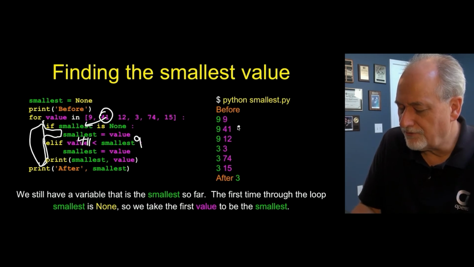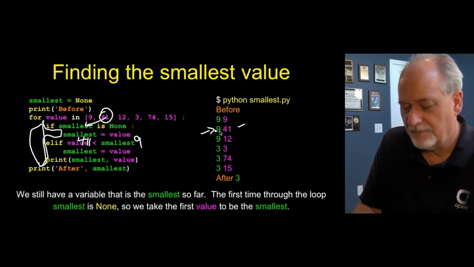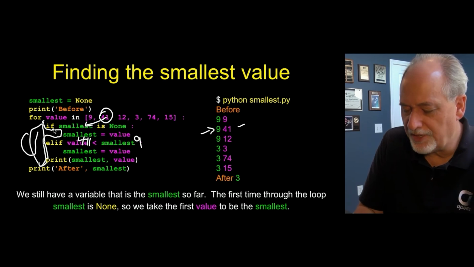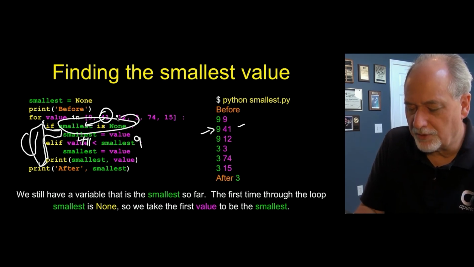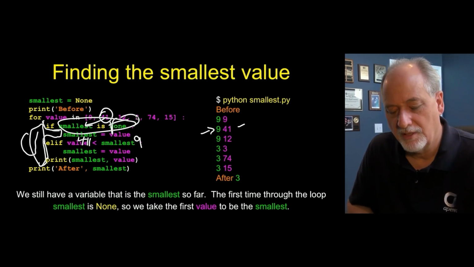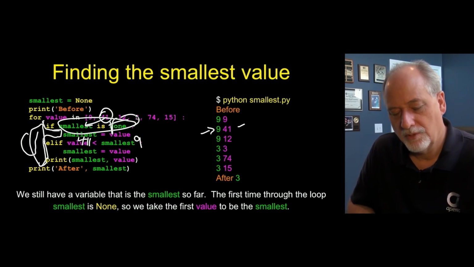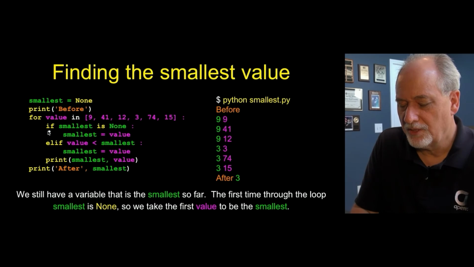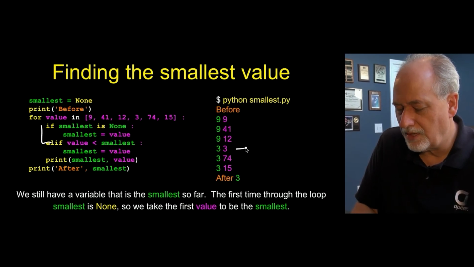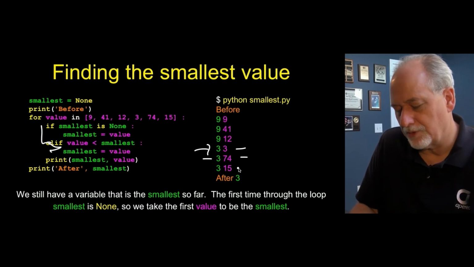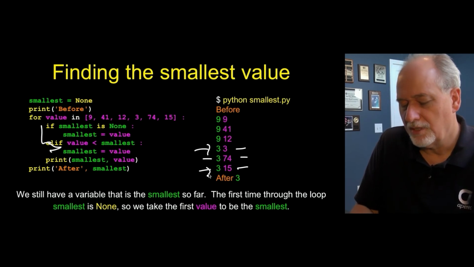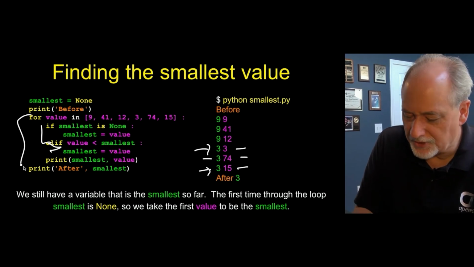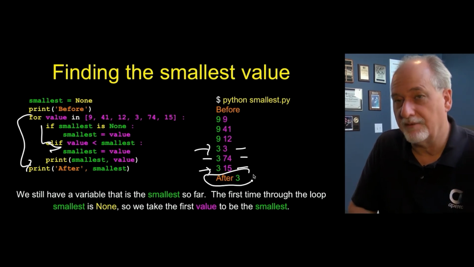on. So we see 41, we don't take it, and then you can see that this will never become true again. This is pretty much false for the rest of the iterations of the loop. So it just is going to run down here and ask this question. And at some point we see a 3, and we run this code, we capture it. We see 74, we don't capture it. We see 15, we don't capture it. So then the for loop skips out. At the end, we have the smallest.